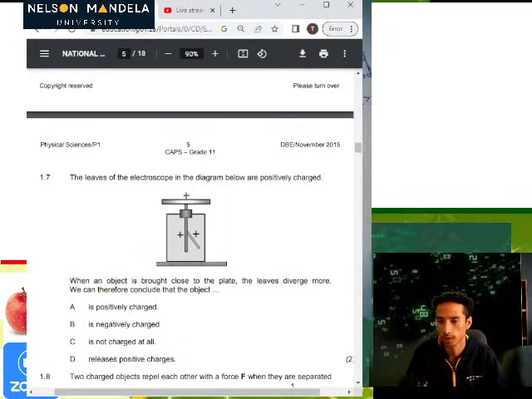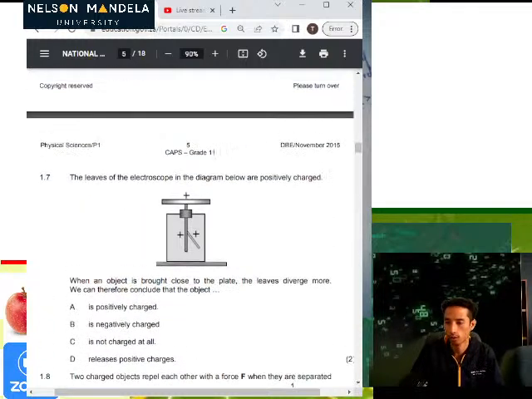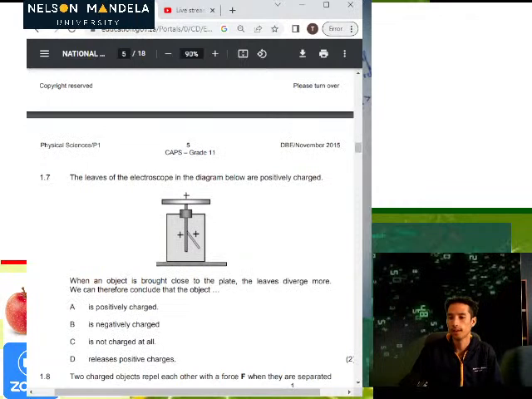From the discussions, the leaves of the electroscope in the diagram below are positively charged. So when an object is brought close to the plate, the leaves diverge more, and therefore we can conclude that in this instance the object is positively charged, and the reason for that should be that the plate is positively charged.